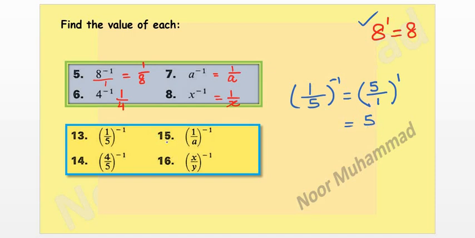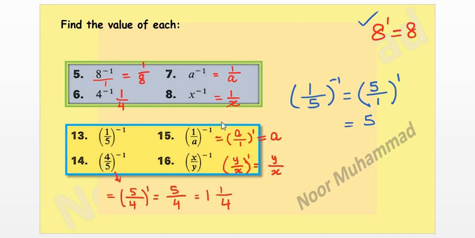Now get the answer of question number 13, 14, 15 and 16 and then play the video to check your answers. You only have to flip the fractions. So here are all the answers. Question number 15, look at this. I flipped it, 1 over a became a over 1 to the exponent or power 1. So a over 1 will remain a, and when you take its index or power as 1, it will be a.